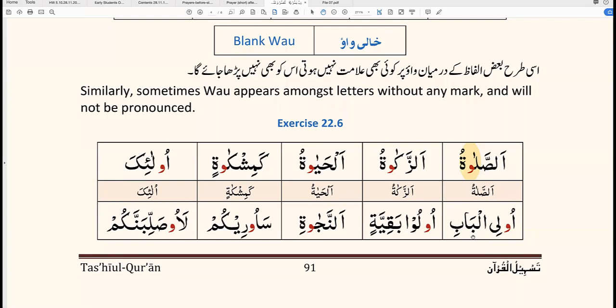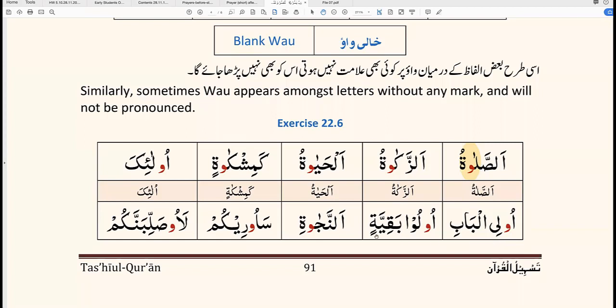Ba. Well done. Ulil ba. Ulil ba. And then bi. Bi. Well done. Ulil babi. Ulil babi. Well done.